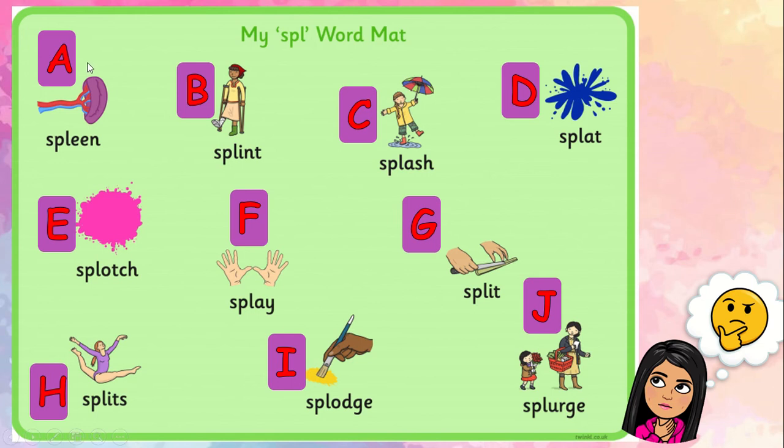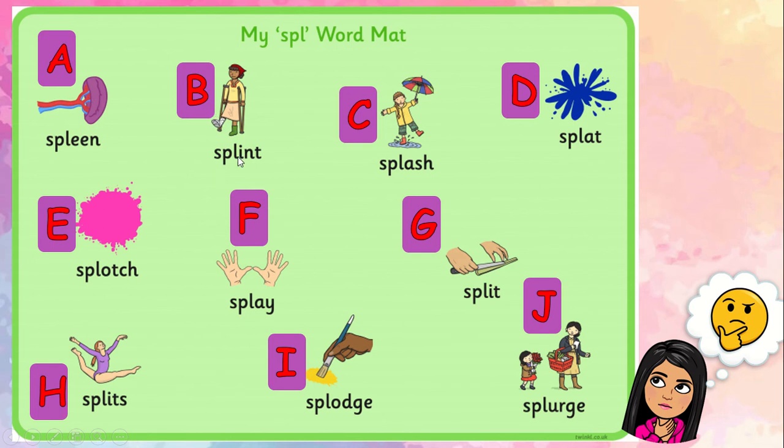Let's go to letter A first. Spoon. Spool. Two E's make the long E sound, and N makes the N sound. Spleen. Letter B. Oh, this spleen is an organ, a small organ in our body.